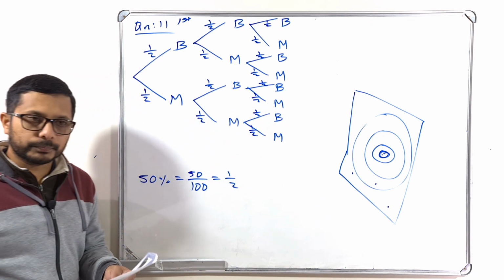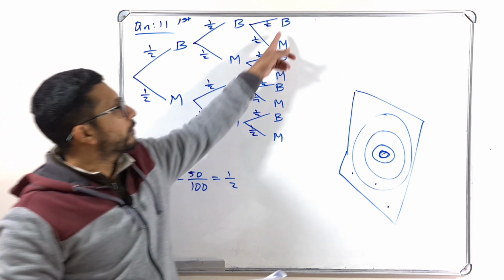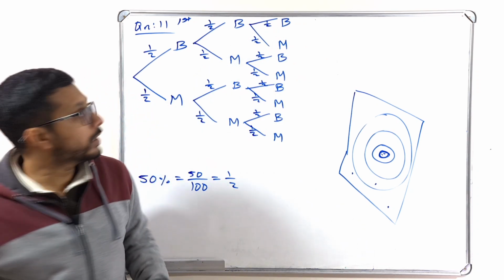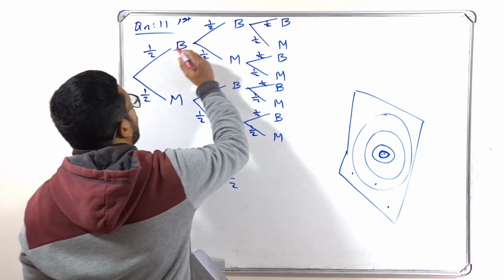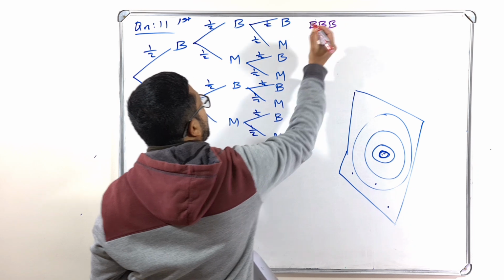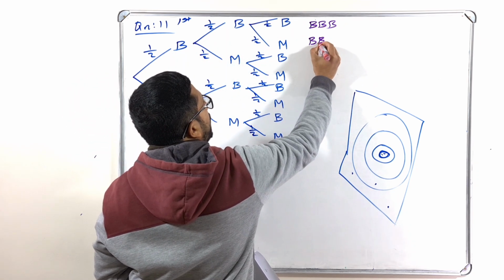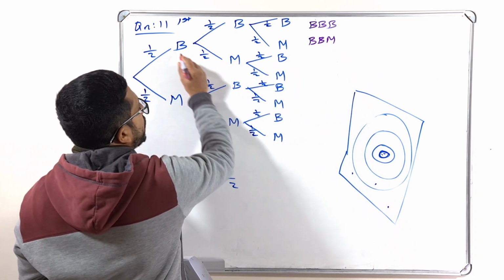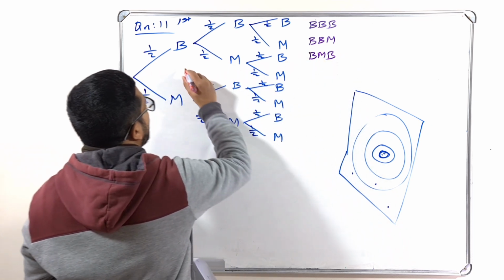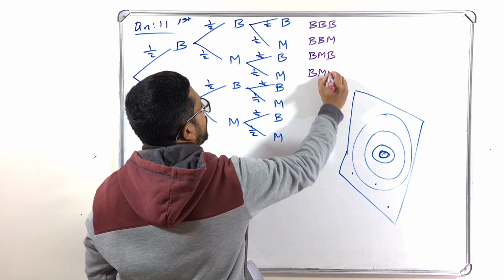So all these probabilities are 1 over 2. For the first branch, how can you write the outcome? Bullseye, bullseye, bullseye, that means B, B, B. Then the next one, bullseye, bullseye, miss, so it is B, B, M. Then the next one, bullseye, miss, bullseye, B, M, B. Next one, bullseye, miss, miss.